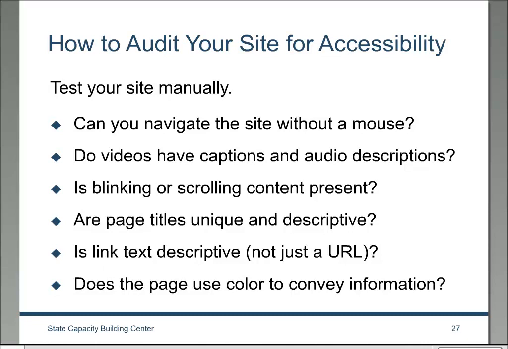What about your links? Is the link text descriptive, or is it just the URL of the destination? It should be descriptive. Is color used to convey information? For instance, in charts and graphs, or are links embedded in paragraphs and don't have an underline? You need to really make sure that color is not used to convey information.